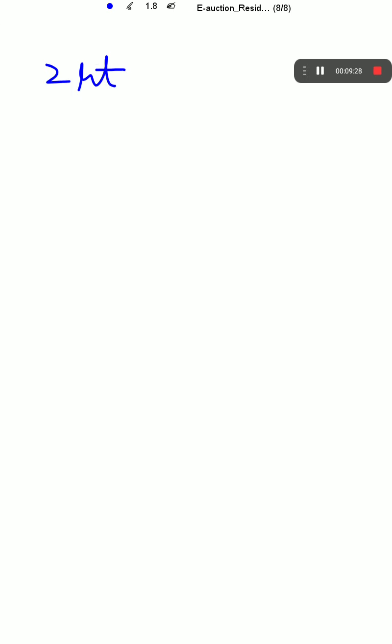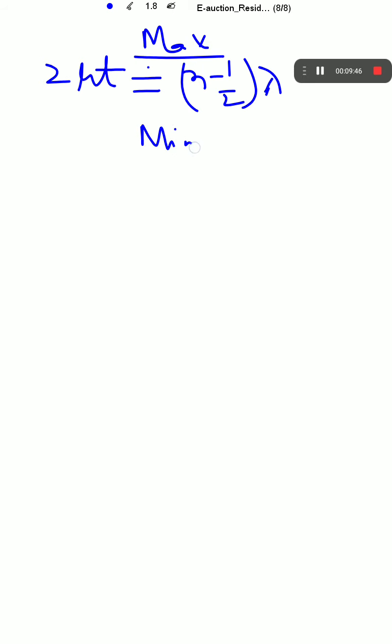So in a simple manner, if you write 2 mu t plus lambda by 2, it can be taken to the right side, so it will become n minus half lambda. This is the condition for maxima. And for the minima, because half is on the left side and half is on the right side, it cancels off and will give 2 mu t equal to n lambda. This is for the minima.